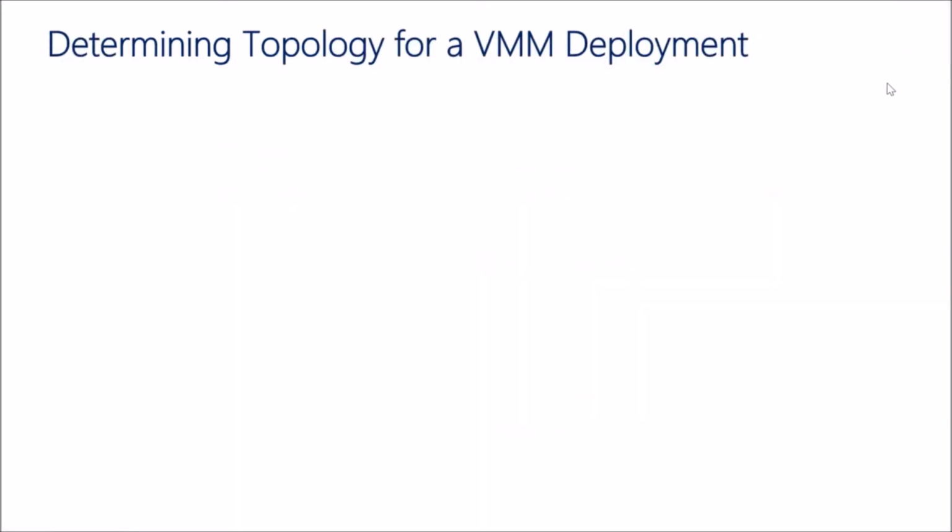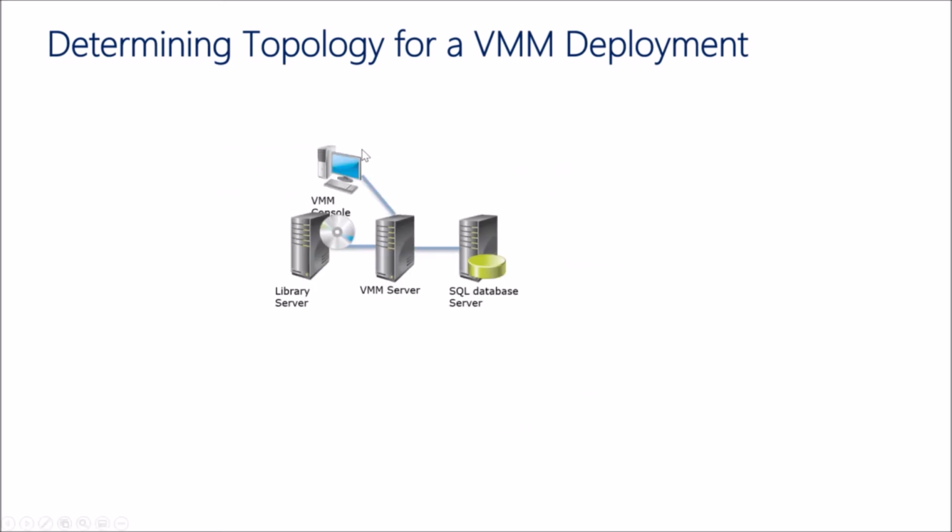Determining the topology for a VMM deployment. Okay, so we have the VMM server. This is our console, which basically means our administrator's workstation that we use to manage. We have the SQL database and the library server, which, like I said, has ISOs and other resources we use in our virtualization. Then we plug in the WSUS server. We all know that that's for updates. WDS, for those of you who did the SCCM, is Windows Deployment Services. So for new deployments.